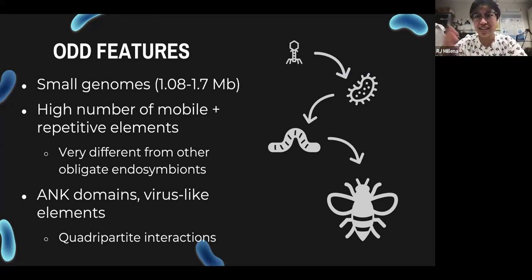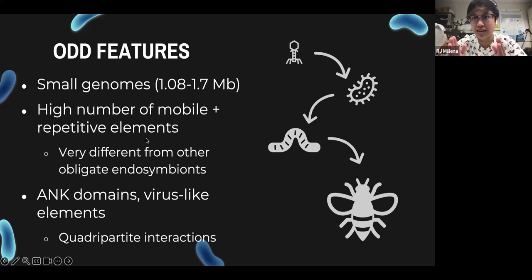So that's neat. But then researchers found that there were a high number of mobile and repetitive elements in the Wolbachia genome, which is very different from other obligate endosymbionts.